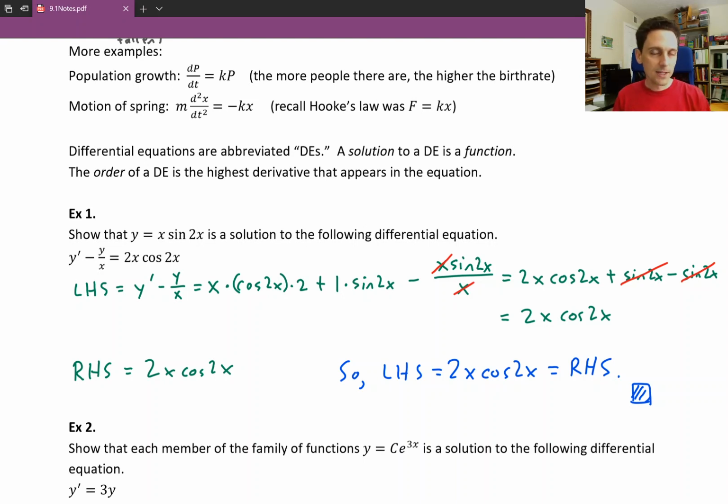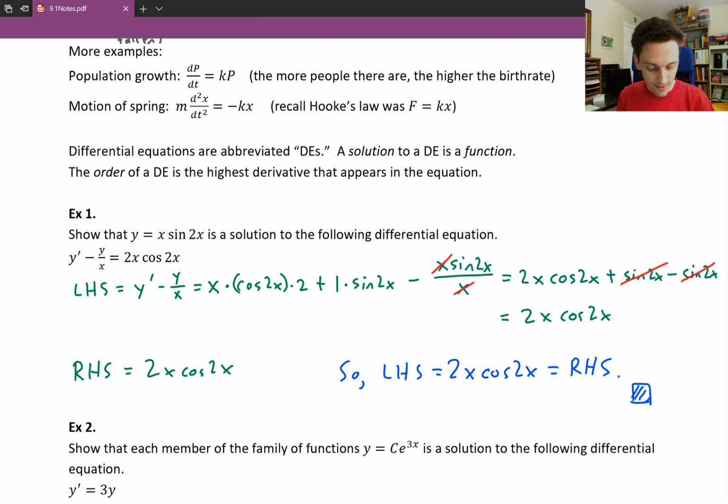This is just like when you try to prove a trig identity, right? You either start from the left-hand side and work your way over to the right-hand side, or start with the right-hand side and work your way over to the left-hand side, or you can just take the left-hand side, simplify it, take the right-hand side, simplify it, and then show that the two sides are equal to each other.